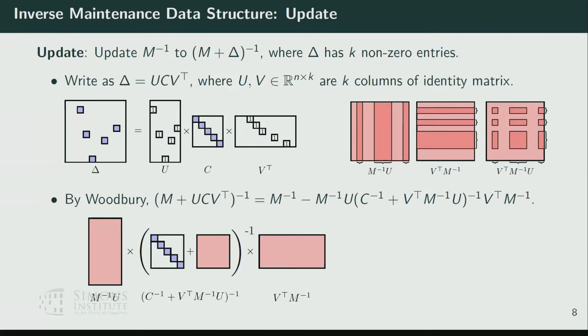And then this term here will correspond to this figure here. The bottleneck to compute this equation is when we are in the end multiplying the two rectangular matrices together. And that would take T_mat(n, k, n) time, as I promised on the previous slide.